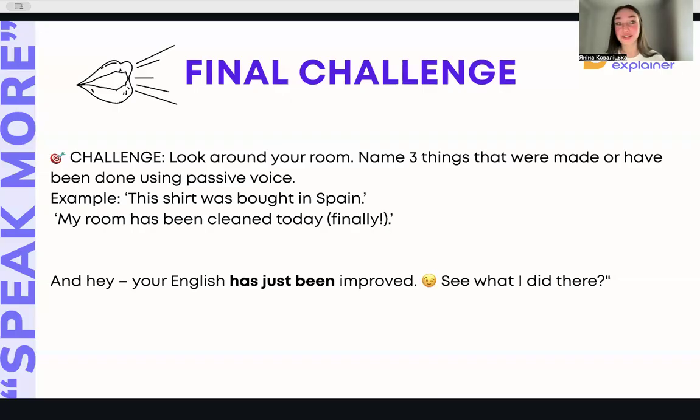Okay, final challenge for you guys. Look around your room. Name 3 things that were made or have been done using passive voice. Example, this t-shirt was bought in Spain and my room has been cleaned today, guys. Finally! This is also passive voice. And hey, your English has just been improved. See what I did there? It was passive voice. Has just been improved.